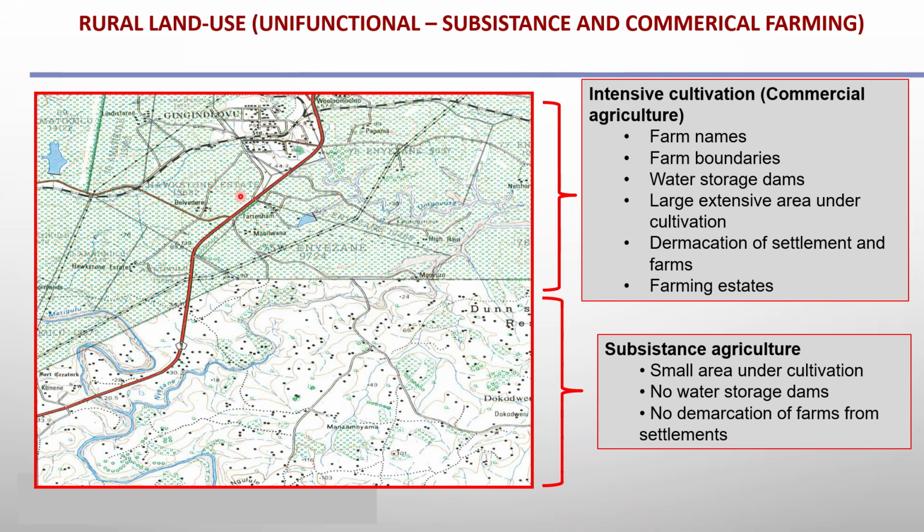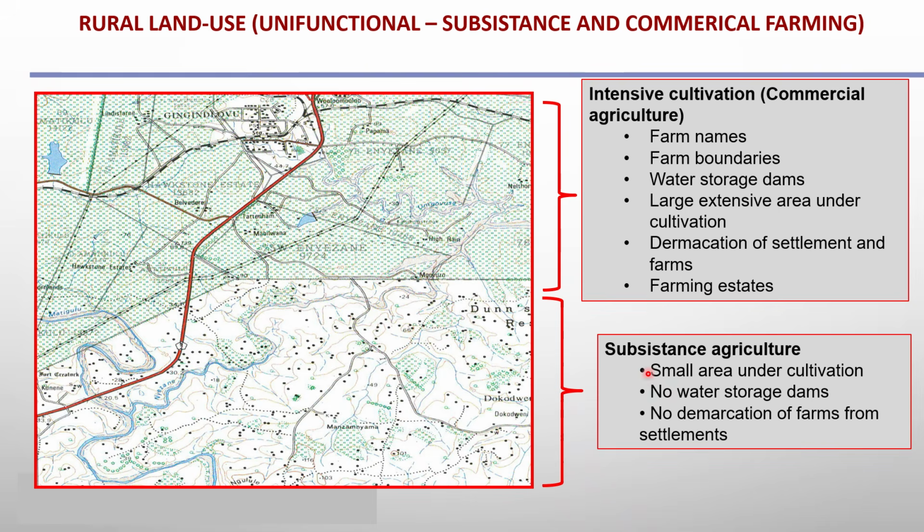As you can see here on this topographic map, look at this top half here. Every piece of this land is used for farming. When it's like that, it means it is intensive farming. It is intensive. It is commercial also because it is done at a large scale. It is done for a profit. Modern technology or modern machinery is used there.